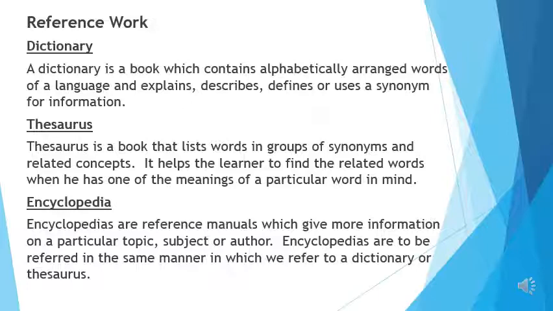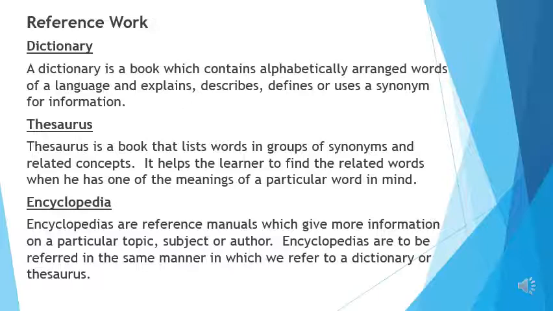So a thesaurus is a book that lists words in groups of synonyms and related concepts. It helps the learner to find related words when he has one of the meanings of a particular word in mind. So there are techniques to use the thesaurus like the dictionary. Such techniques are following alphabetical order and providing guide words or head words, introductory pages which explain how to use the dictionary, how to use the thesaurus, and at the end of the thesaurus there will be references to antonyms.